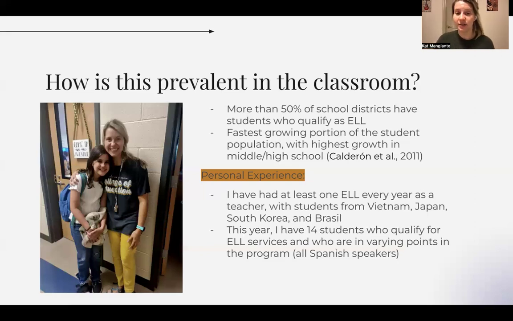And so, in my personal experience, ELLs are a growing number of the population, and they are very, very prevalent in our schools, and teachers need to know how to be able to best serve them.